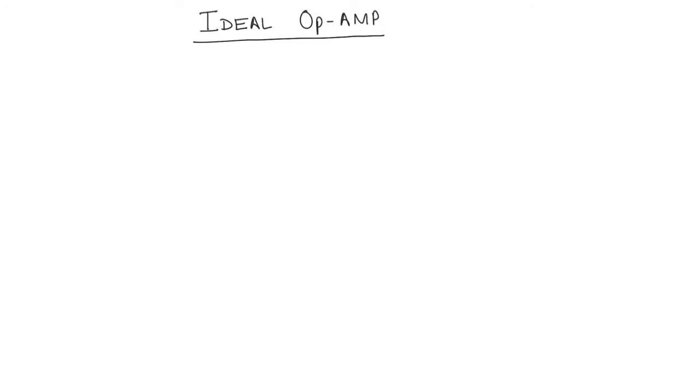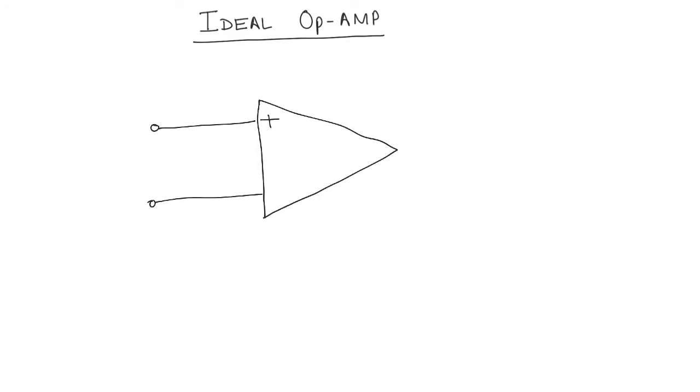So let me just draw an op-amp here. We already saw that this is the symbol of an op-amp, and that the op-amp has two inputs, what we call the non-inverting input and the inverting input. Let's just call these V in plus and V in minus. And the op-amp has an output. Let's call it VO.